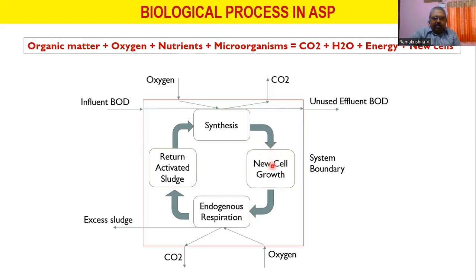The new cell growth is getting multiplied throughout the period in the tank, and there will be endogenous respiration. That is nothing but the decay phase. Here also, you are supplying oxygen, even for this stage. Carbon dioxide is released and goes out, and some amount of excess sludge in the form of dead cells goes out as excess sludge, and some portion is returned back. They call it return activated sludge, so that the loop is now completed. This is how we apply the natural aerobic decomposition cycle to wastewater treatment.